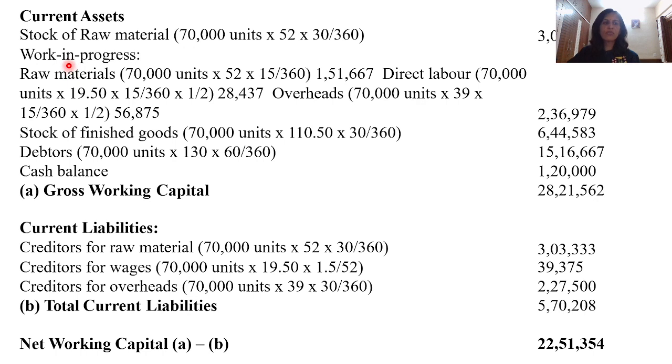Then similarly we will calculate for work in progress, finished goods, debtors and cash. Same process, same method is there for that. And then for here you can see if it is a week, you can find out it is 1.5 week, 1.5 week divided by 52. So if it is a week, divided by 52. If it is a days, divided by 360. So according to that, if we calculate, we will find out our net working capital.